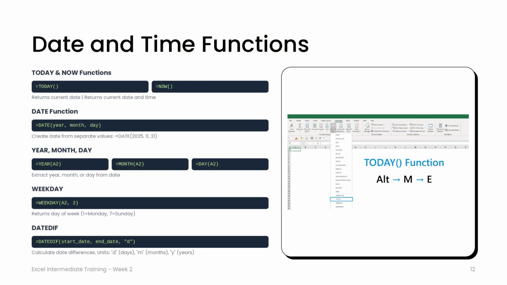Date and time functions. Excel also has strong date and time functions. TODAY returns the current date, and NOW returns the date and time. You can extract the year, month, or day from a date, calculate weekdays, and measure differences between dates using DATEDIF. These functions are valuable for schedules, payroll, expiry tracking, and project timelines.